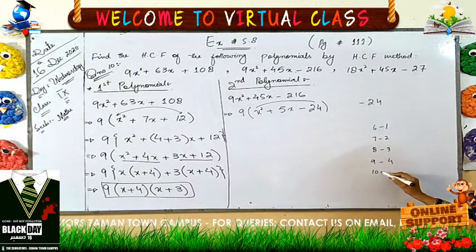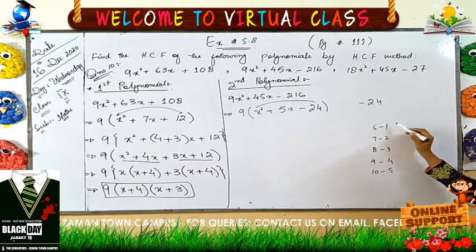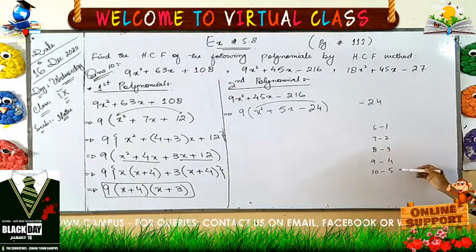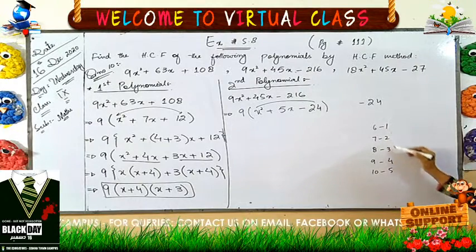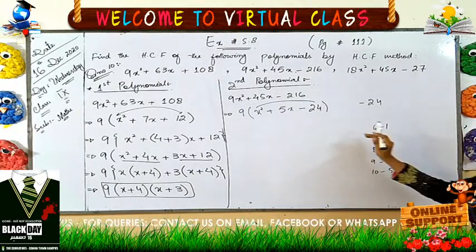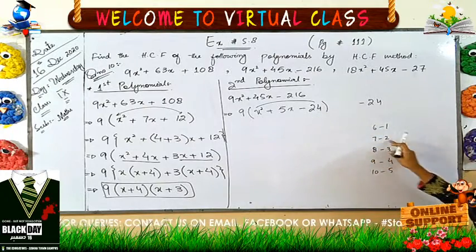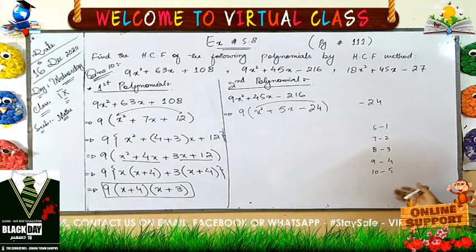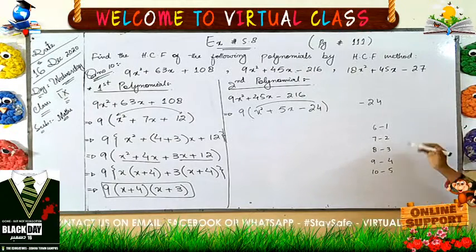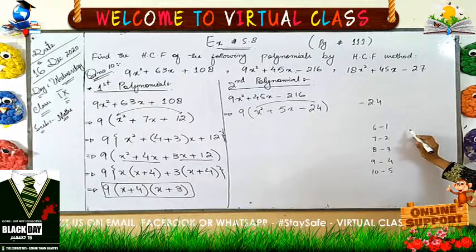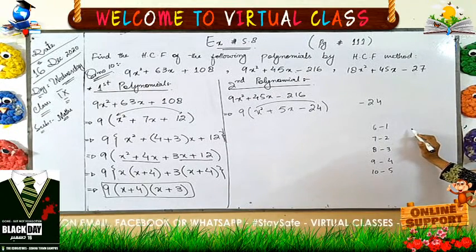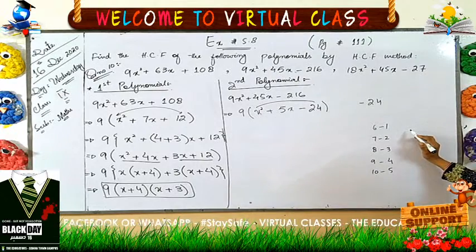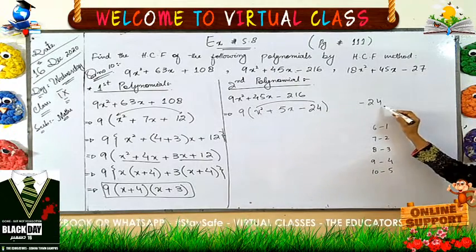or 10 minus 5, and we have to find the right pair, which is the right pair, so that after subtracting all the values we get 5. 6 minus 1 is 5, 7 minus 2 will also equal 5, 8 minus 3 will also equal 5, 9 minus 4 will also equal 5, and 10 minus 5 will also equal 5. But which is the right pair? Which one do we have to take as the right pair? The pair which when multiplied gives us 24.